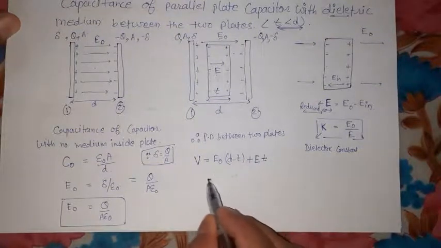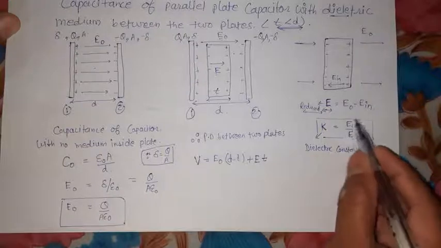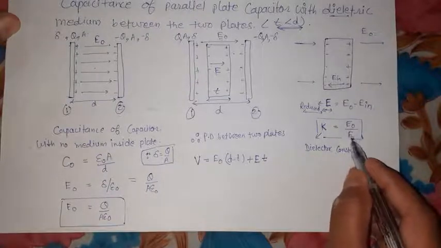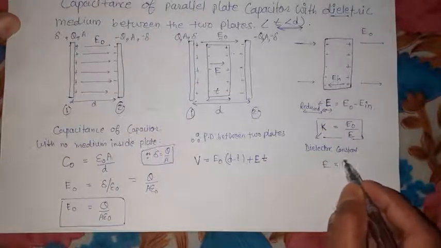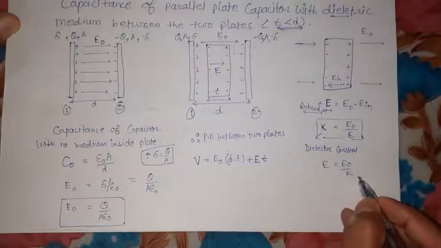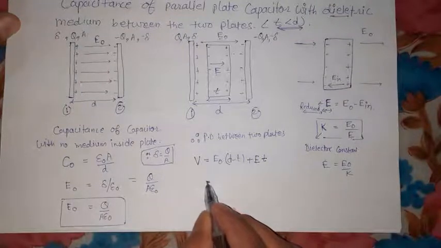So, looking at the formula for the dielectric constant, the reduced field will be E naught by K. So put it in this formula.